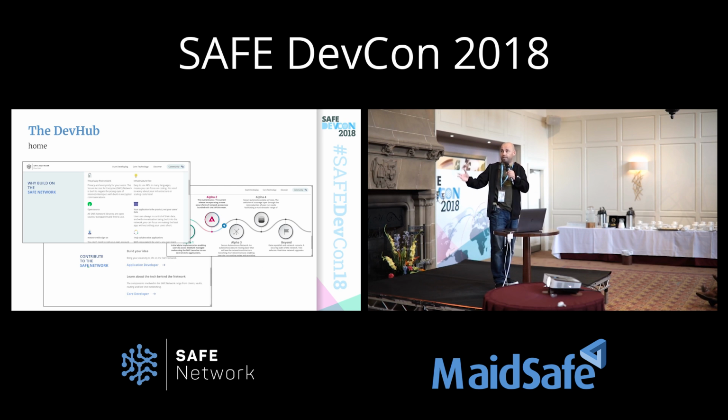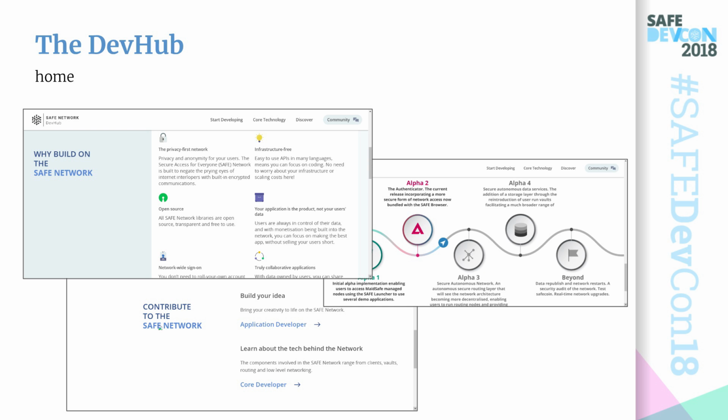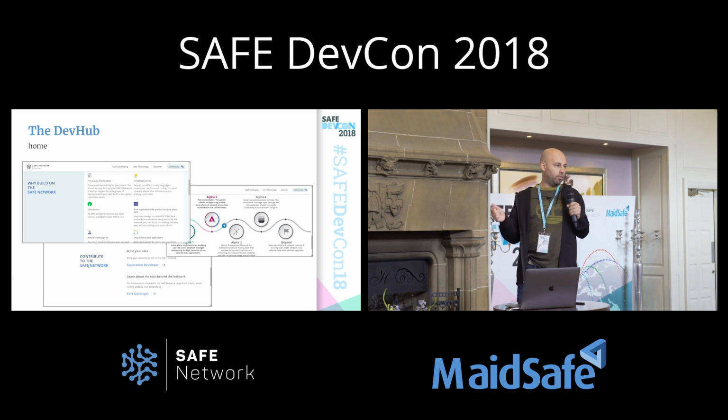So we have some sections. At the beginning, you're going to find information to understand what the benefits are of developing applications on the Safe Network as compared to developing for the current internet, as well as for users, why they would prefer, or they should prefer, using applications on the Safe Network rather than on the current internet.